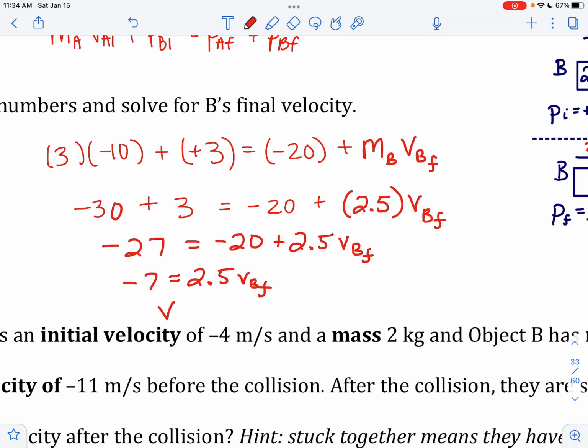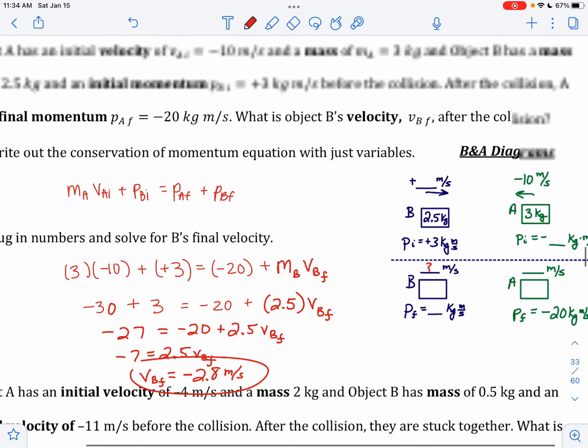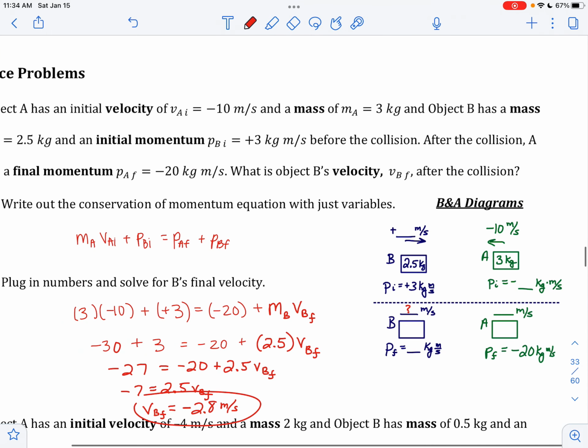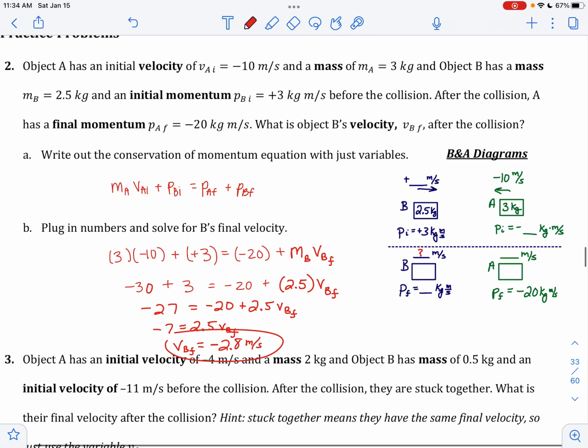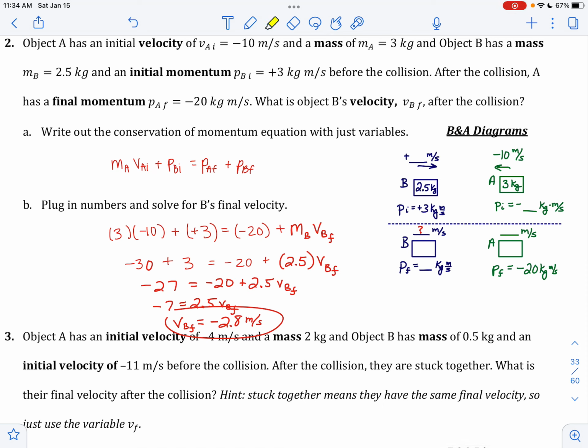And I get a final velocity for B is equal to negative, and that's super important, 2.8 meters per second, assuming I did that right on my calculator. Seems about right. And that would be my final answer for number 2. Okay, go ahead and I want you to try number 3 here. Make sure you see the hint. That stuck together means they have the same final velocity, so you can use just one variable for the final velocity. Do number 3 and then come back to the video.